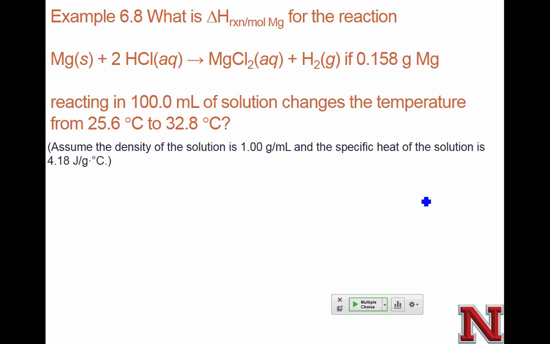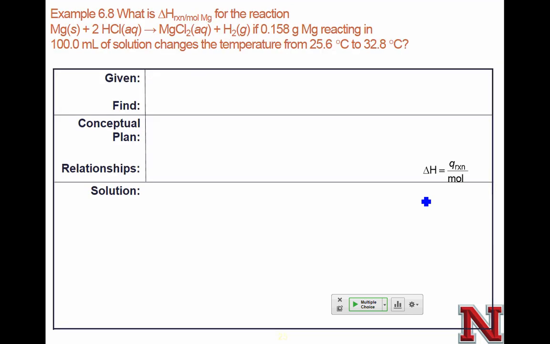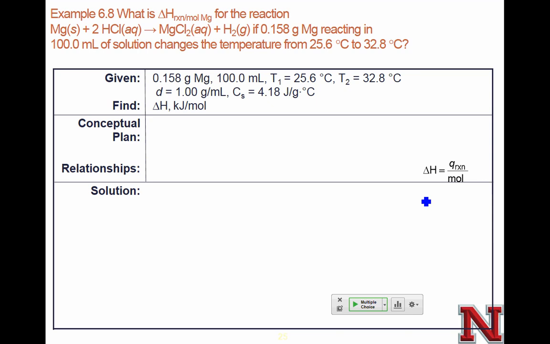So what we're trying to get is the delta H of our reaction per mole. We also are going to assume that the specific heat is that of water, just because if it's dilute enough, that's likely to be true. So what are we given?